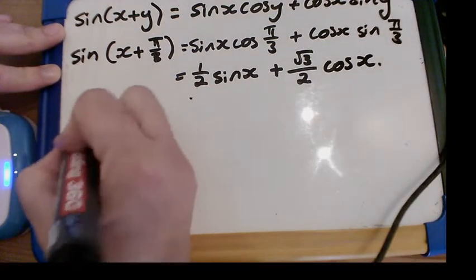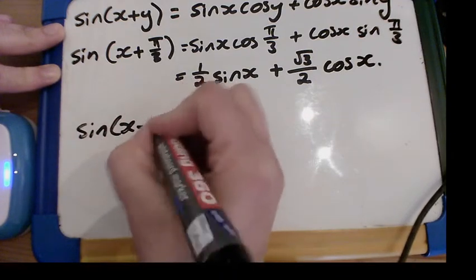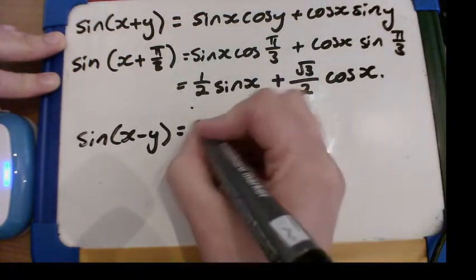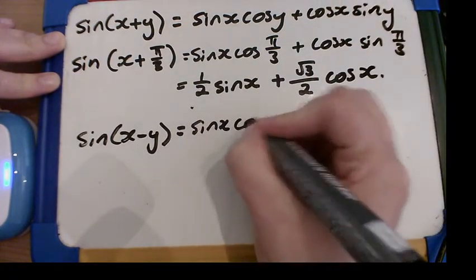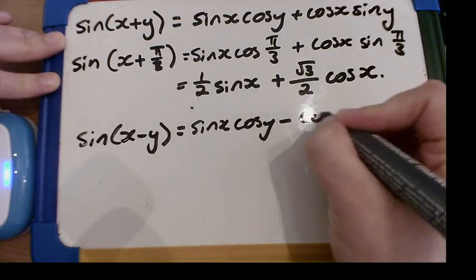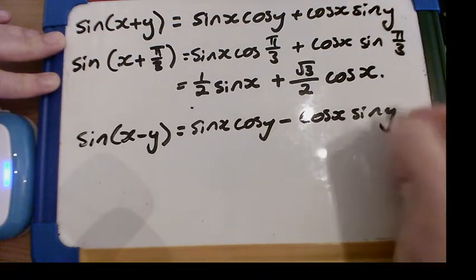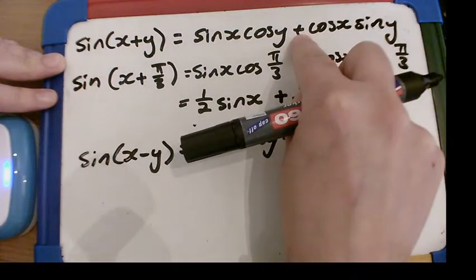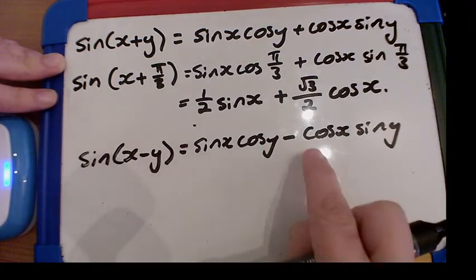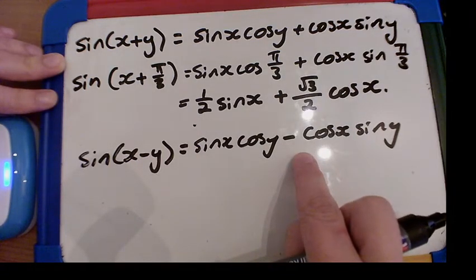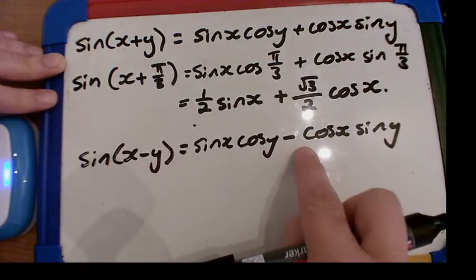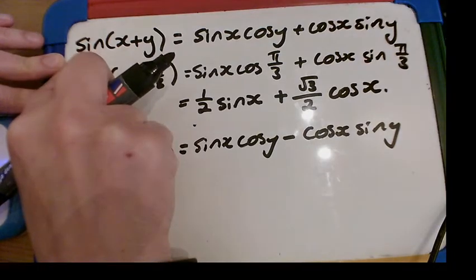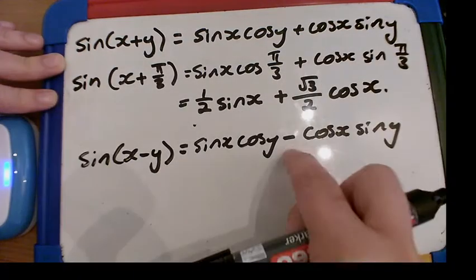Right, how about x minus y? Well, it's very similar to the one above. It actually becomes sine x cos y minus cos x sine y. So let's have a little recap here. If there's a plus between them, there's a plus in the middle. If there's a minus between them, there's a minus in the middle. So plus goes with plus, minus goes with minus. My old teacher used to tell me that the S here stood for 'stays the same', so the sign stays the same.